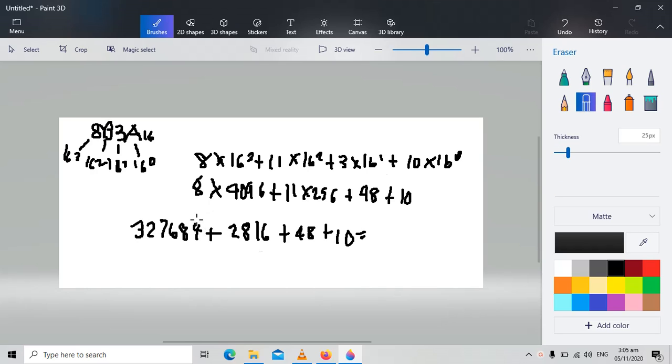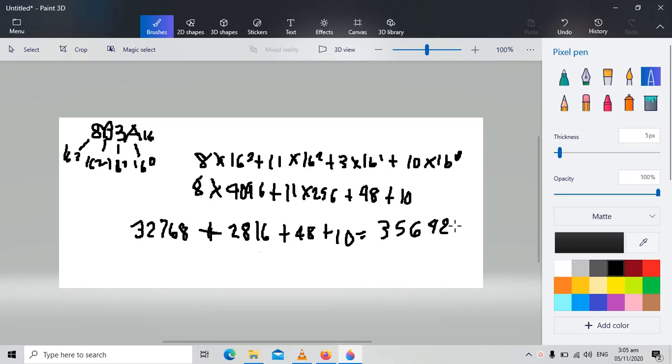Wait, we do not include the 4. Made a mistake. So 32,768 plus 2,816 plus 48 plus 10 is equal to 35,642. Alright, we have our decimal number here. My mistake about that, guys, I put a 4 here but it was actually a mistake.